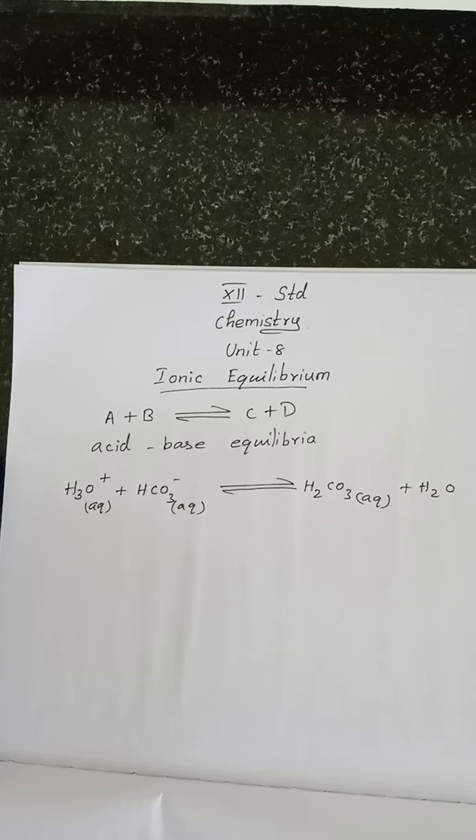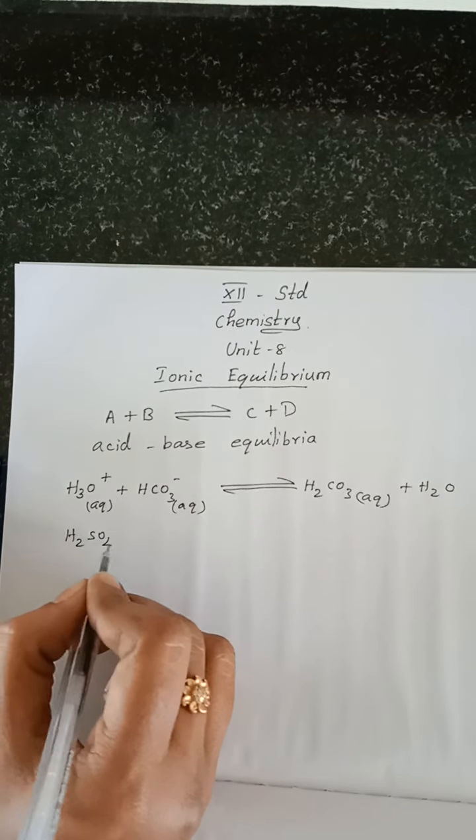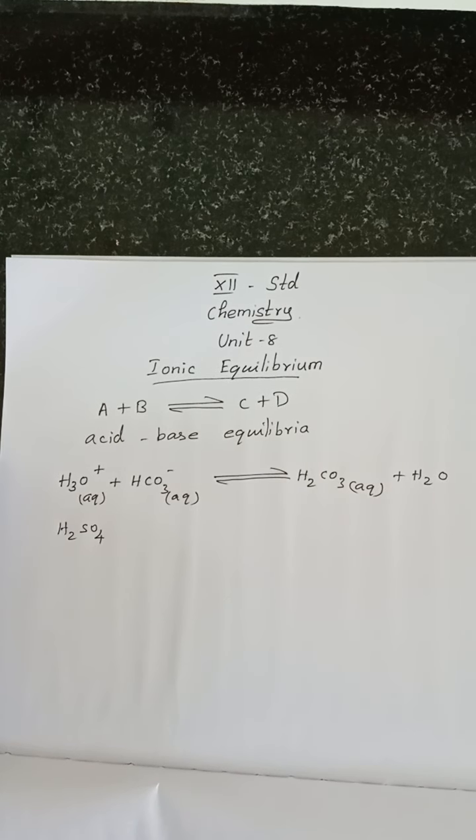Acids and bases have many important industrial applications. The first one is sulfuric acid. What is the sulfuric acid formula? H2SO4, sulfuric acid. Sulfuric acid is used in the fertilizer industry, and sodium hydroxide in the soap industry. So this is our introduction part.